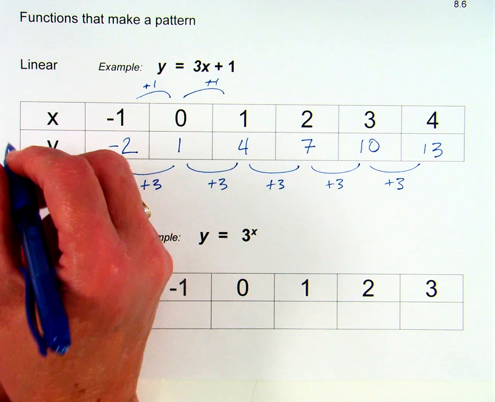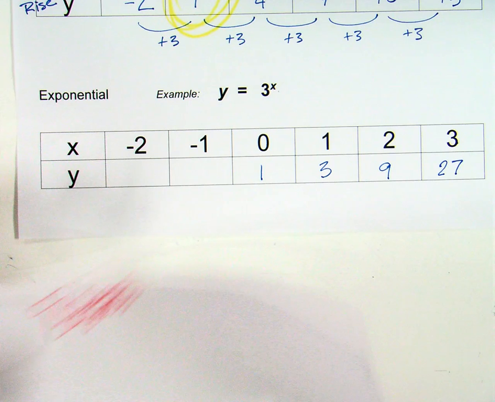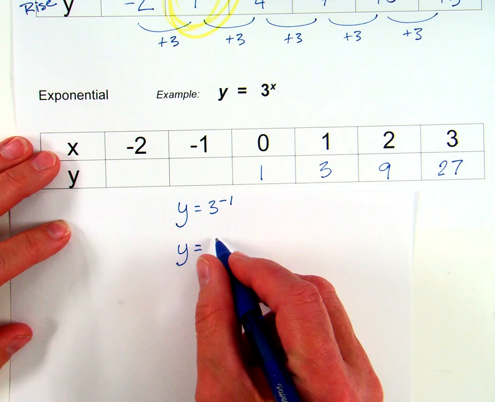So what we have here is that 3 to the x, where x is negative 1, is 1/3. It is not a negative number. The negative exponent, recall, does not mean a negative number. It means reciprocal. Same here with 3 to the negative 2. When x is negative 2, we'll have y equals 1 over 3 squared, which is 1/9.